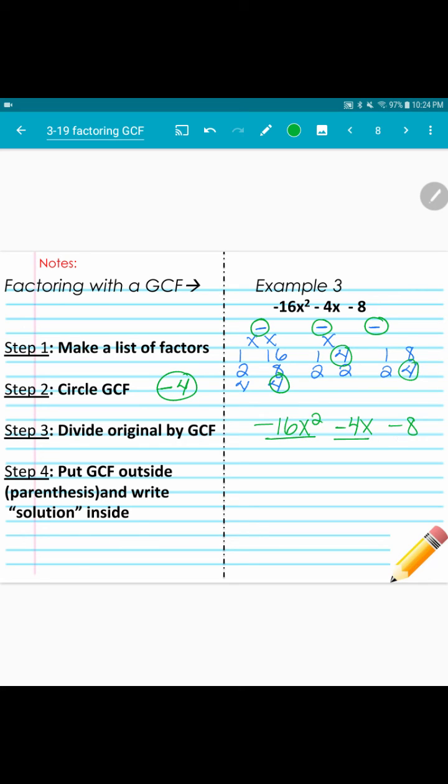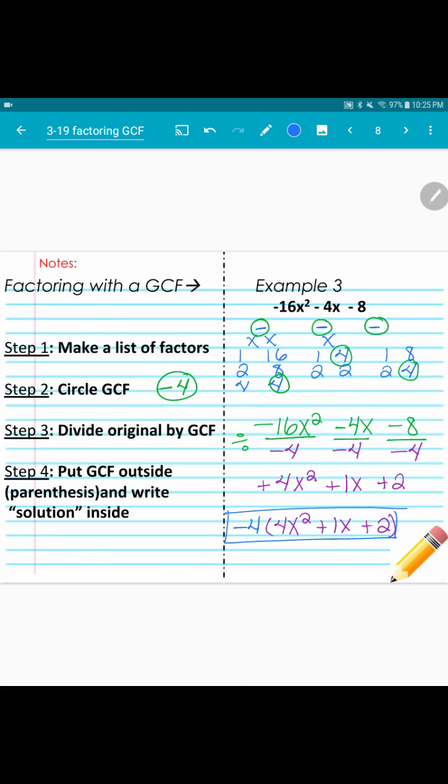We're going to divide by our GCF. Our GCF is negative 4. Remember, a negative divided by a negative is going to give us a positive. So I'm going to get a positive 4x squared. Here I'm going to get a positive 1x. And here I'm going to get a positive 2. So that's going to go inside my parentheses. And outside my parentheses is going to be my GCF, which was negative 4.